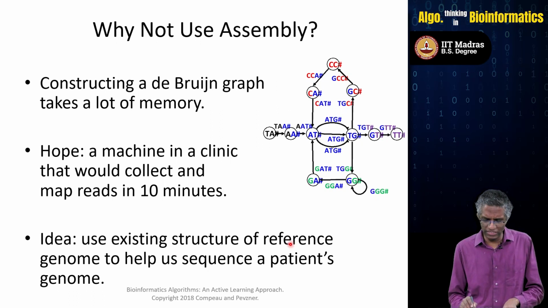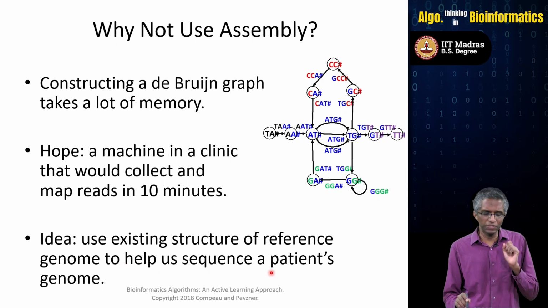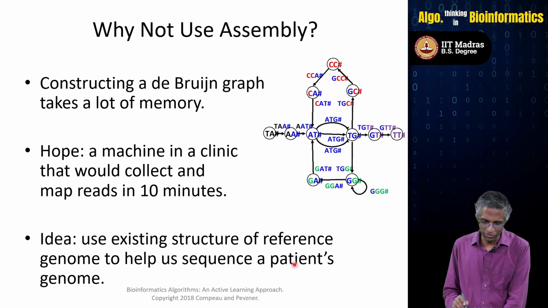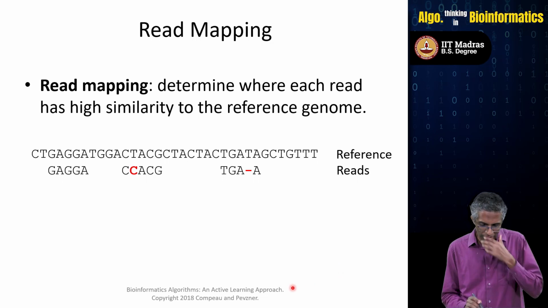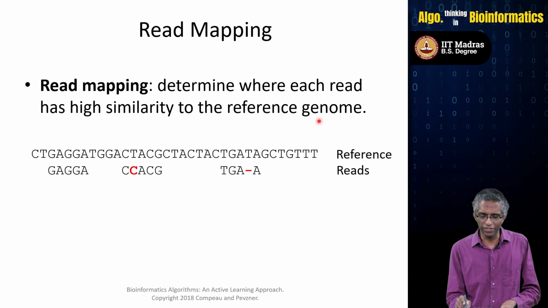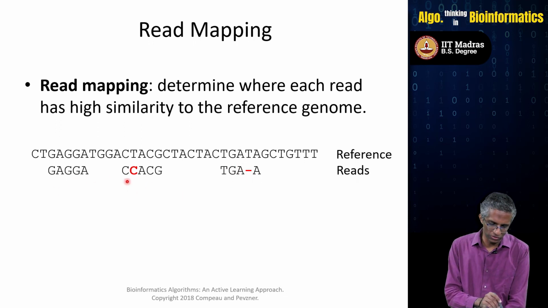So can we use the existing structure of the reference genome to help us sequence a patient's genome? That is what we would like to do, like I have mentioned before. And that is where the short read mapping problem comes in. Determine where each read has high similarity to the reference genome. So this is the reference genome and these are the reads. GA, GGA exactly matches here. CC, ACG matches here with one mutation or one mismatch. Here is TGAA with one deletion, right? But like I said, initially we are not going to worry about deletions too much, but let's just focus on these first two things, the exact match and inexact matches.